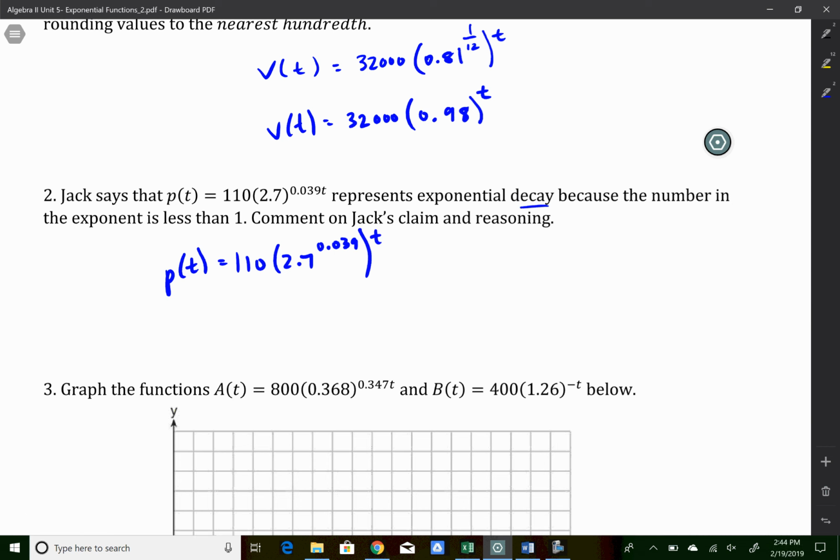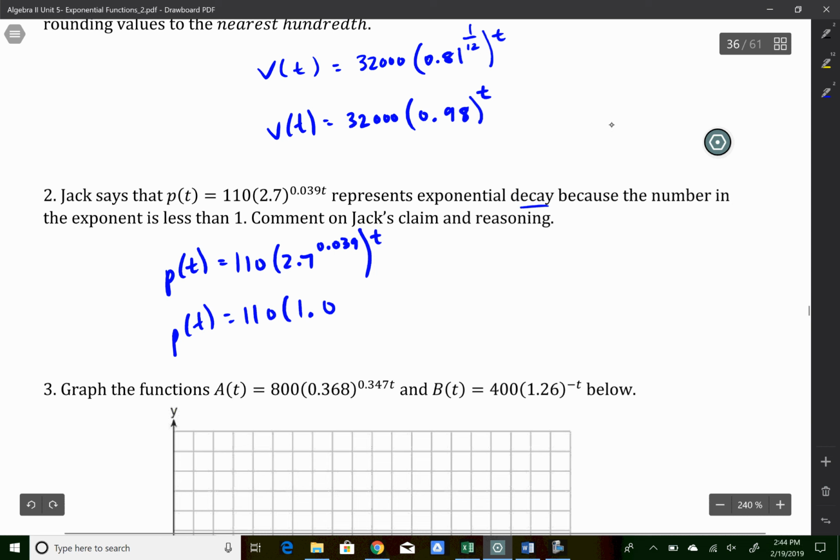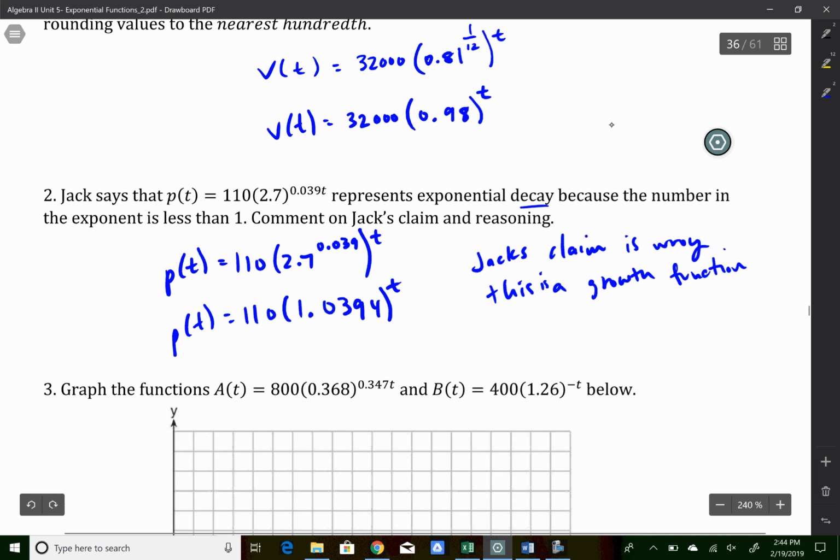So if I do that, I get p of t is equal to 1.0394 all to the t, which means Jack's wrong. Because this is a growth function, because the base is greater than 1.